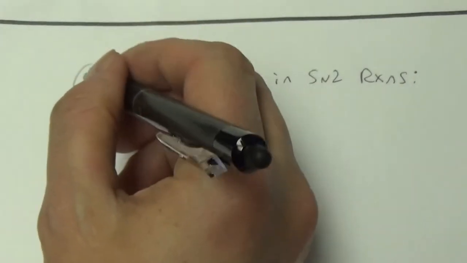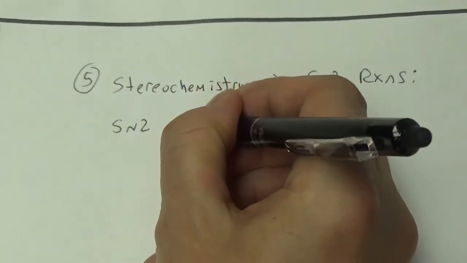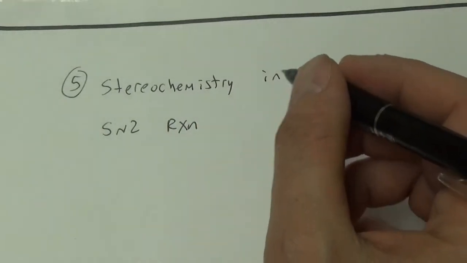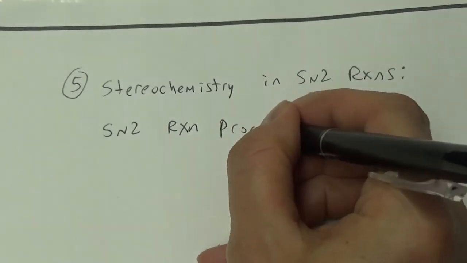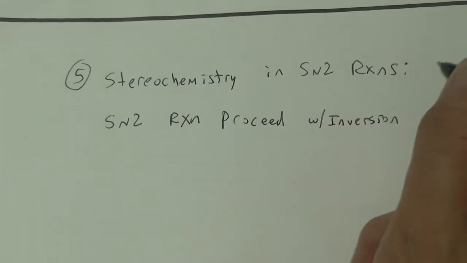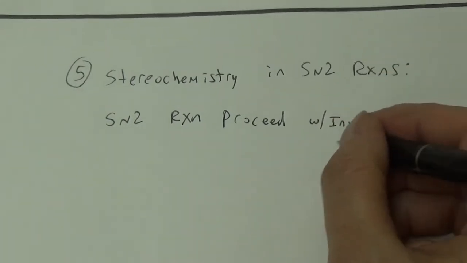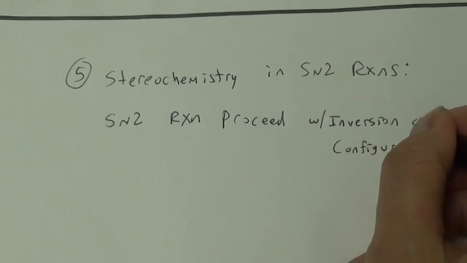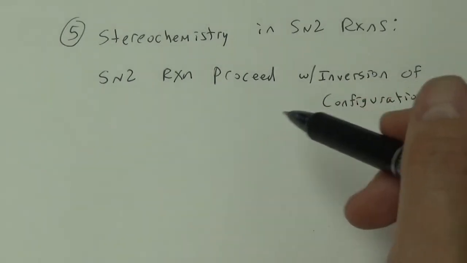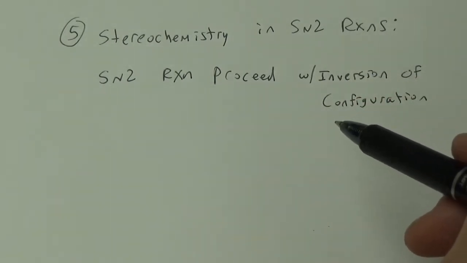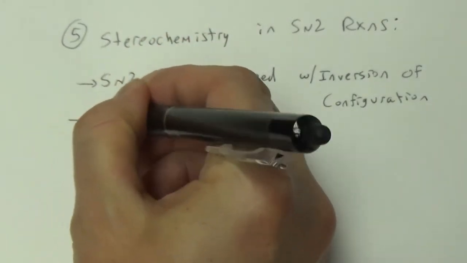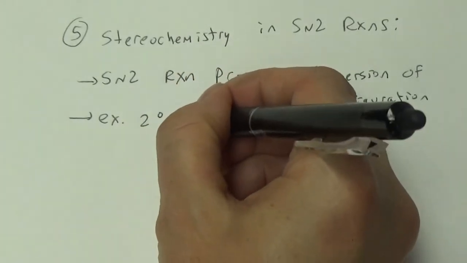Let's show an example with stereochemistry. So if we show an SN2 reaction, depending on the substrate, it can proceed with inversion of configuration. If you have chirality, like on a secondary carbon, we actually see this. And so let's show an example on a secondary substrate.